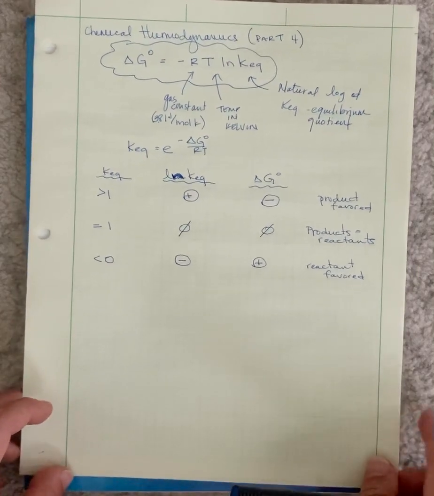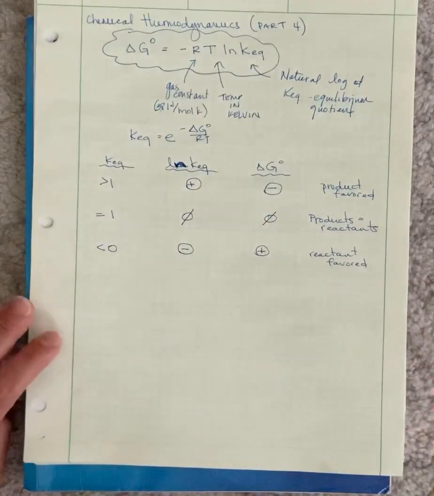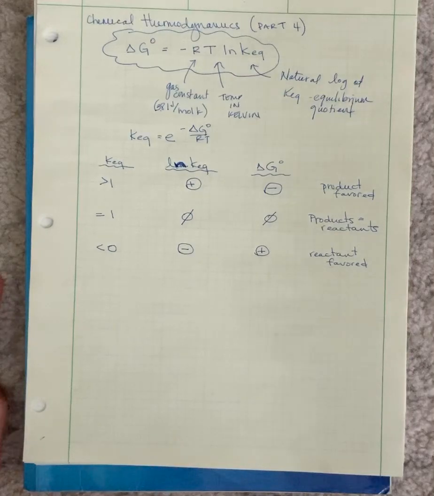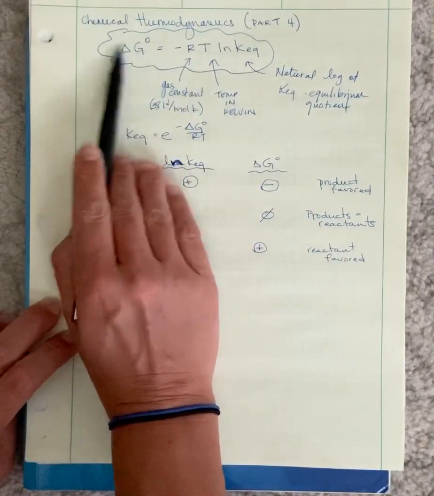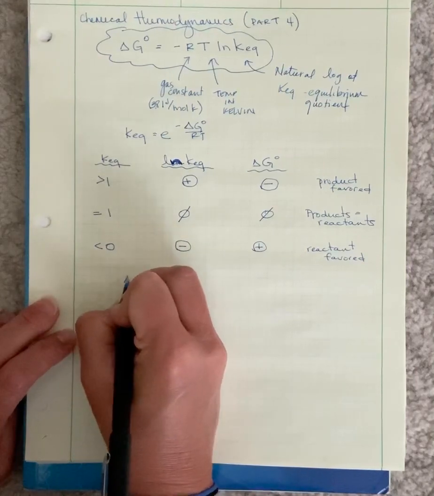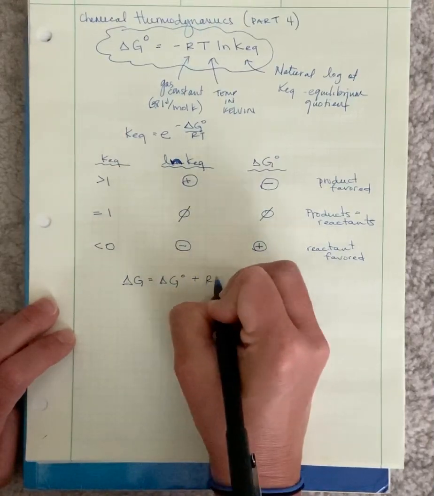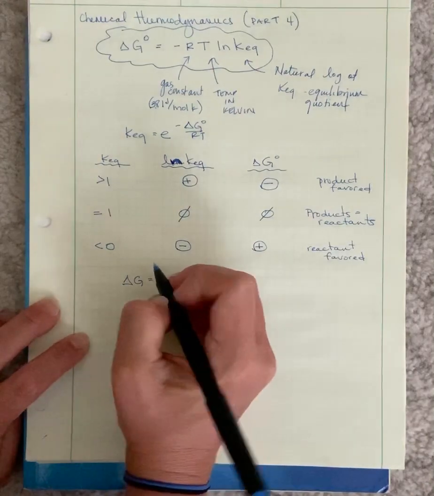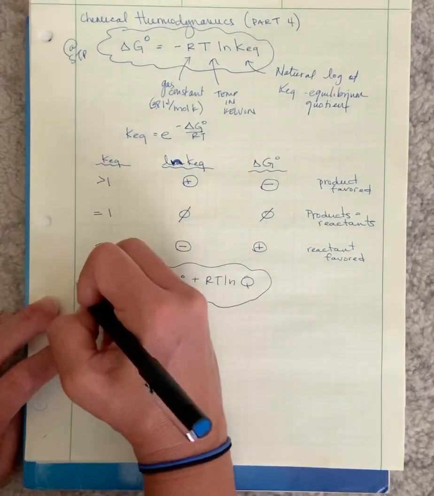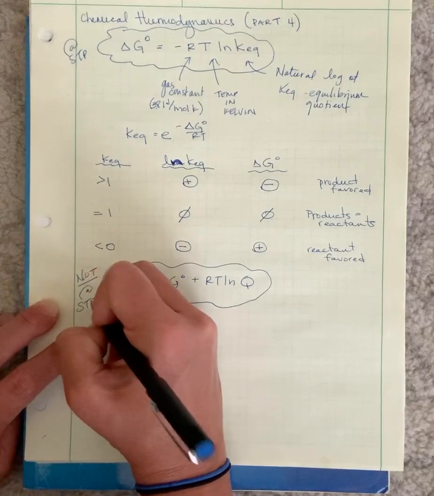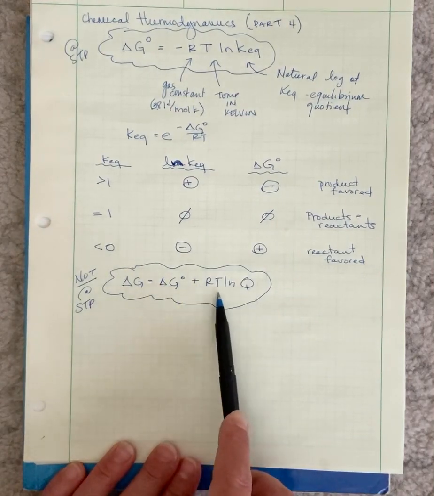All right. So this equation is helpful if we are at STP, but what if we're not at STP? What if we're not at 25 degrees and 1 atm? We can still use this equation, but we're going to need to incorporate it with the overall Gibbs free energy at any given temperature or pressure, which would look something like this: our change in Gibbs free energy is going to be equal to our change in Gibbs free energy at STP plus RT ln of Q. So here we are at STP, and here not at STP. Here we have Gibbs free energy at STP plus RT ln of Q.